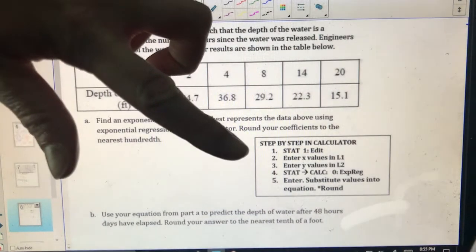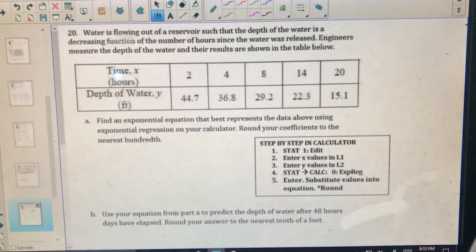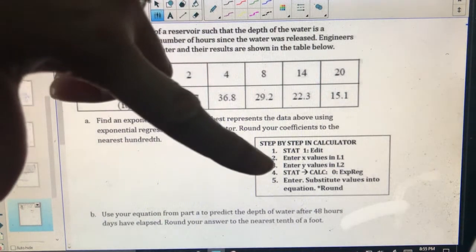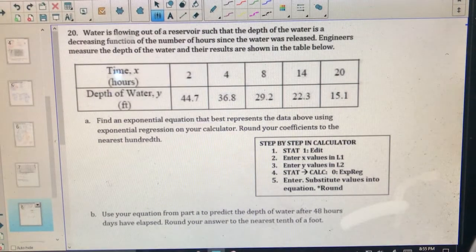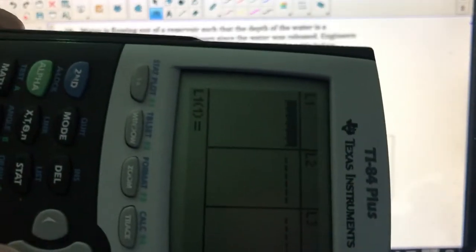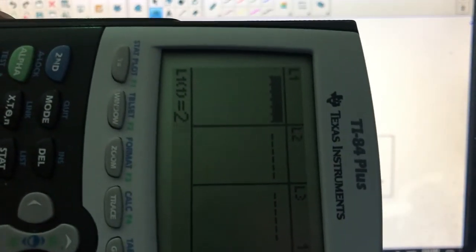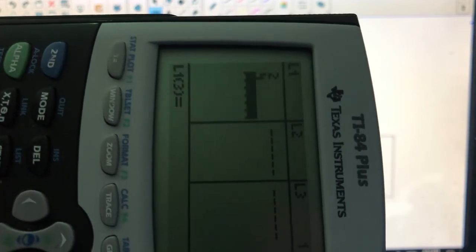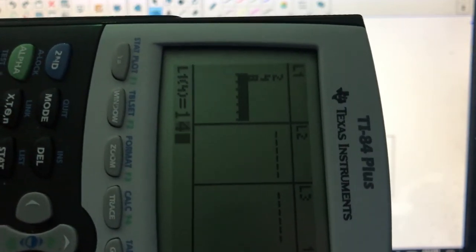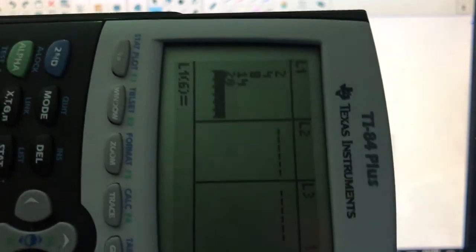Now step 2 says to enter your X values in L1 and enter your Y values in L2. All right, so my X values are going to go in L1, so it's 2, enter, 4, enter, 8, enter, 14, enter, 20, enter.